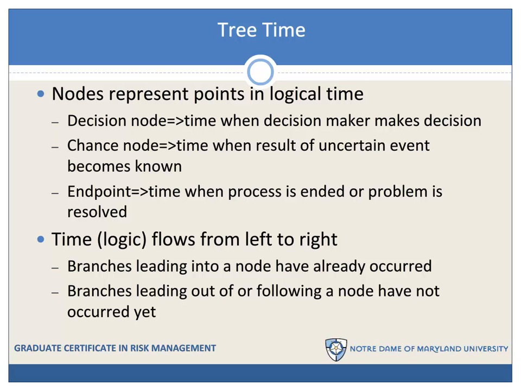So we think about time or logic flowing from left to right. Branches that lead into a node have already occurred. Branches that come out of or follow a node have not yet occurred. And so when you look at a model, it might not be chronological time, because you will find when you work with these models that there's a good bit of leeway and sometimes confusion as to what order you should put things in. But when you do put things in order, you do establish a logical time in your model.